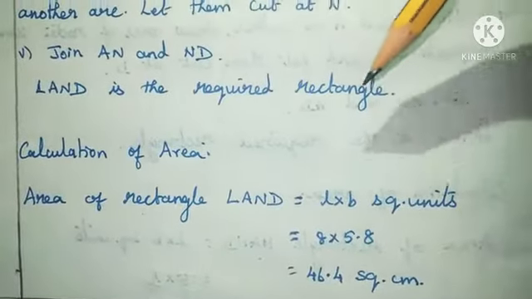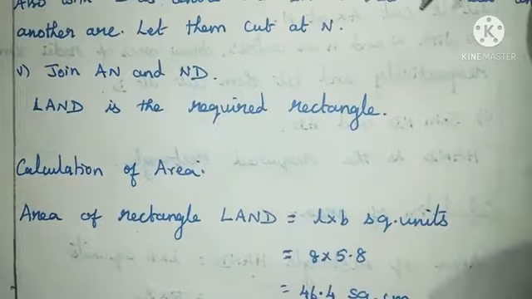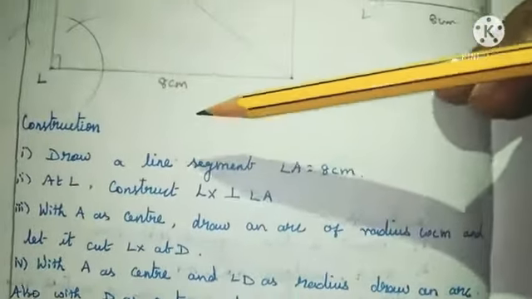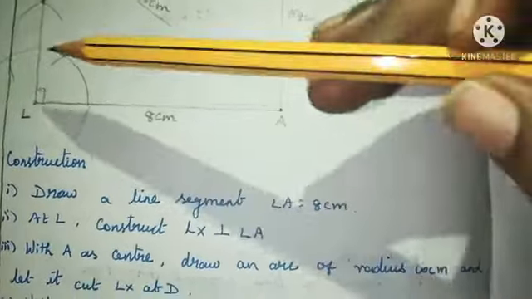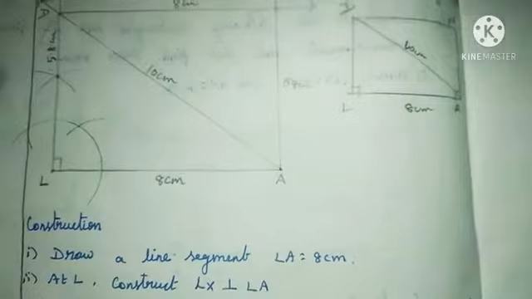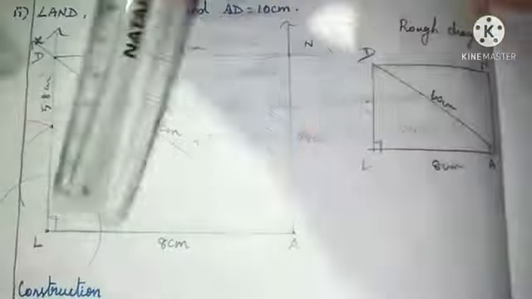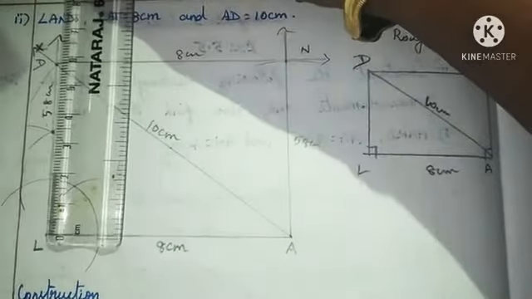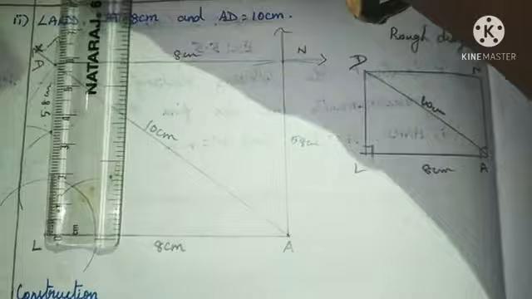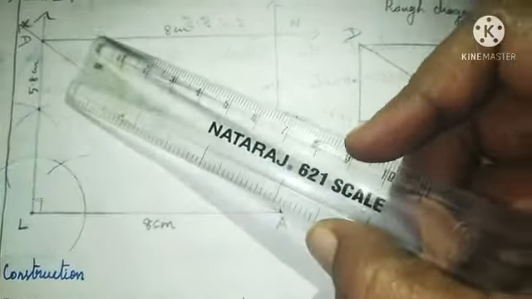After writing the construction, you have to find the area of the rectangle LAND. But in the figure, we have known only the length as 8 centimeter. We don't know the breadth of the rectangle. So we are going to measure the breadth of the rectangle using the scale. If you measure this length LD, it is equal to 5.8 centimeter. Therefore, L is equal to 8 centimeter and B is equal to 5.8 centimeter.